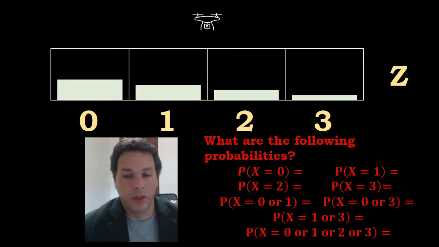Next, what's the probability of x being 0 or 3? The probability of being 0 is 0.4, and of landing in 3 is 0.1. So 0.4 plus 0.1 is 0.5. Next, probability of x being 1 or 3. The probability of the drone landing in 1 is 0.3, and the probability of x taking the value 3 is 0.1. So 0.3 plus 0.1 equals 0.4. And finally, what's the probability that x takes the value 0 or 1 or 2 or 3? It is that the drone will land somewhere in the city, and that is 1, because it will certainly land in one of the regions.